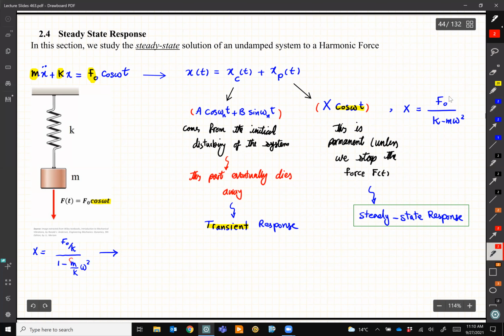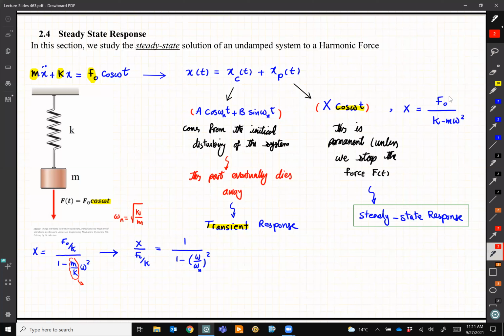So if I look at M over K, I'm going to write it down here. We know omega n has a definition: square root of K over M. So I can simplify this equation. X equals F0 over K over 1 minus omega over omega n squared, right? Because we substitute M over K by 1 over omega n squared, because that's the inverse of that. This is 1 over omega n squared, right?